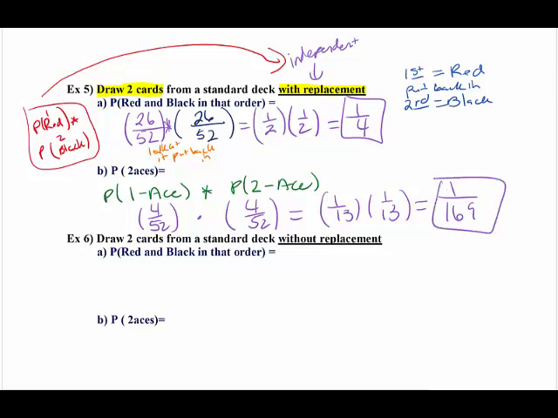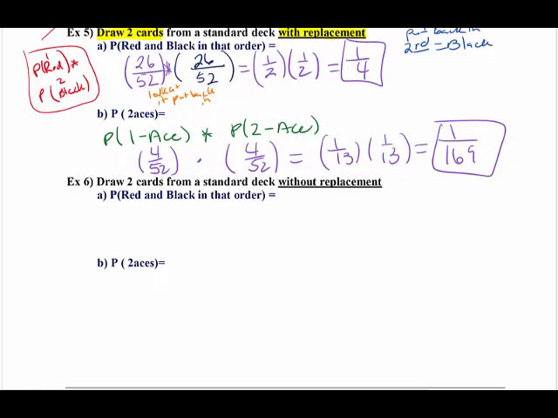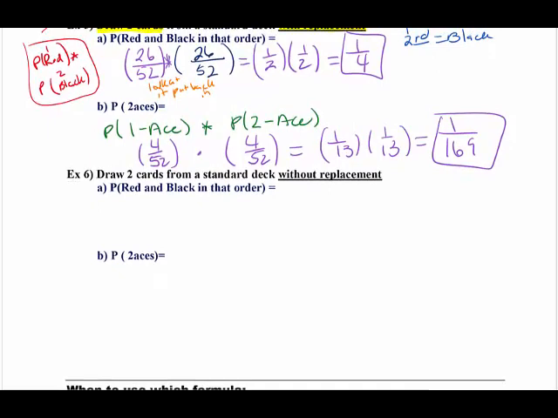You are expected to simplify these. If you do not simplify them, they will be marked wrong. Please read these, pause, see if you can do them on your own before you listen to me. So my second example here for this is example 6. Draw 2 cards from a standard deck without replacement.